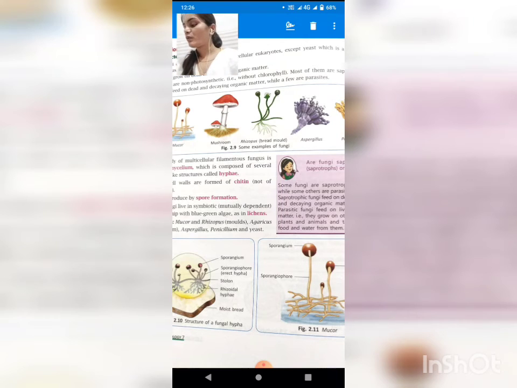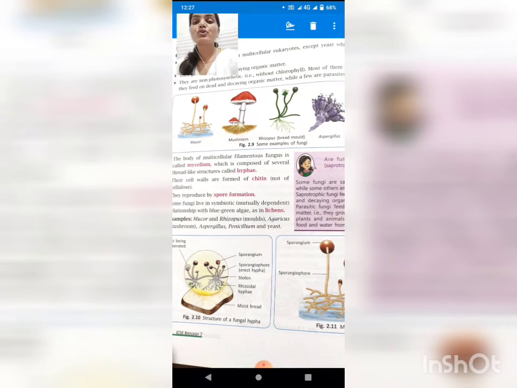Now the structure of fungal hyphae. See figure number 2.10. This is the structure of bread fungus, which is known as bread mold. Here you are going to see the diagram. See, when your bread is getting an odor, a smell, or is getting very sticky, it is just because it is now affected with fungus.